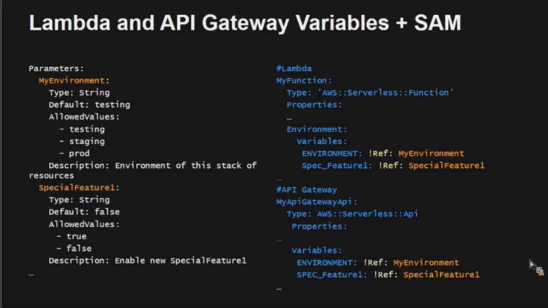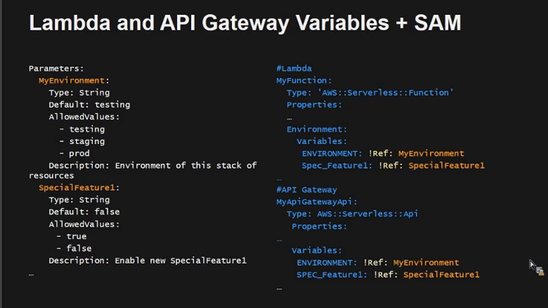And so inside of SAM today, we make it pretty easy for you to pass in these variables, both environment variables in Lambda and stage variables inside of API Gateway. And so we see here an example where I have two parameters inside of my SAM template. And again, parameters are the ability, at execution time of the template, to pass in dynamic information.